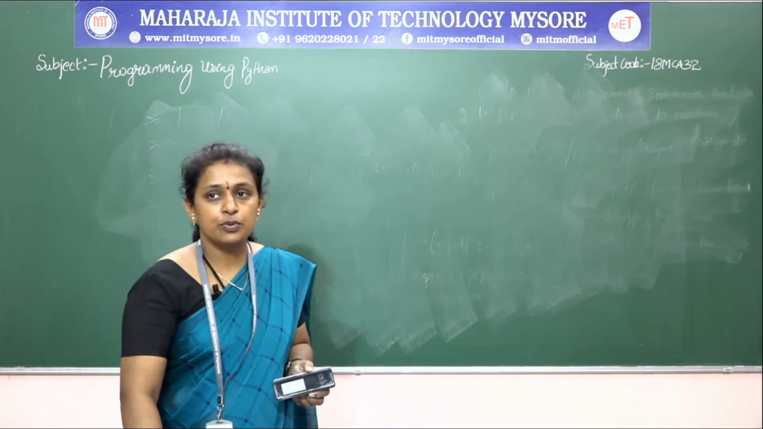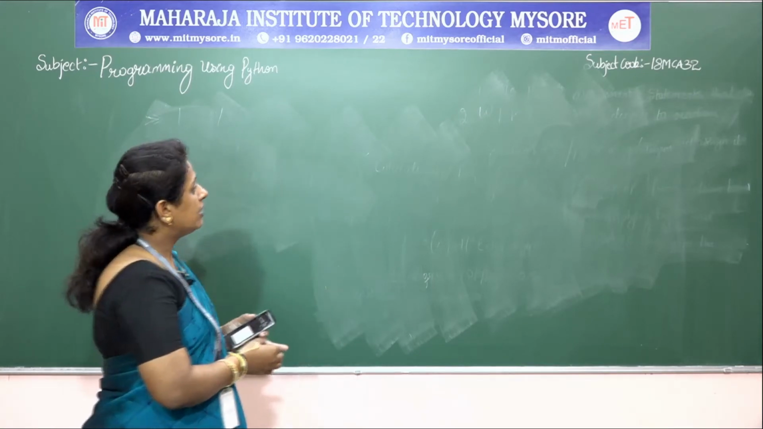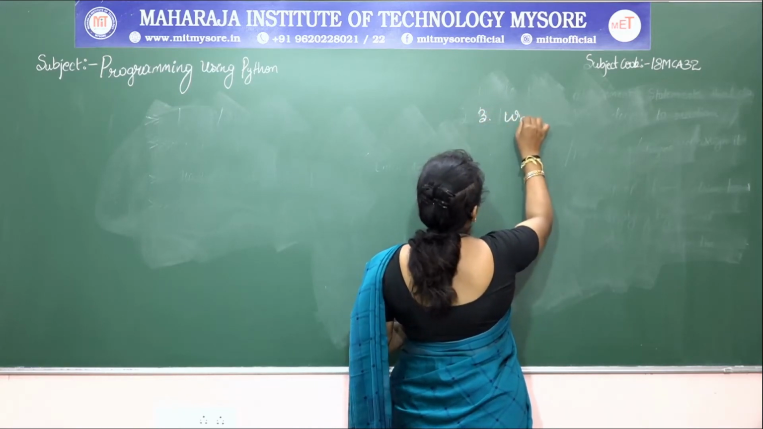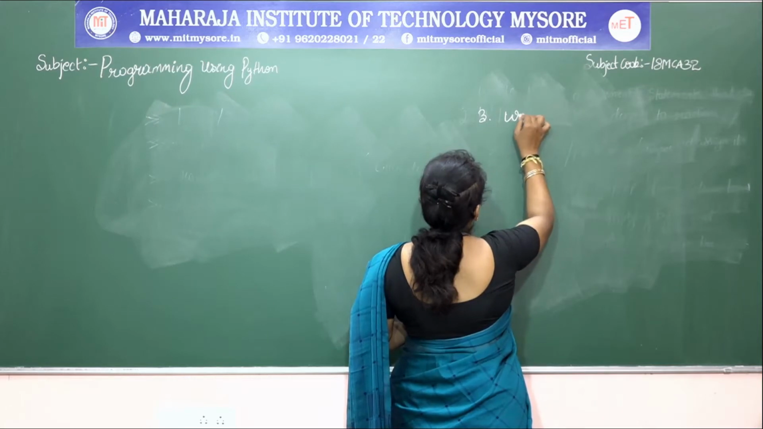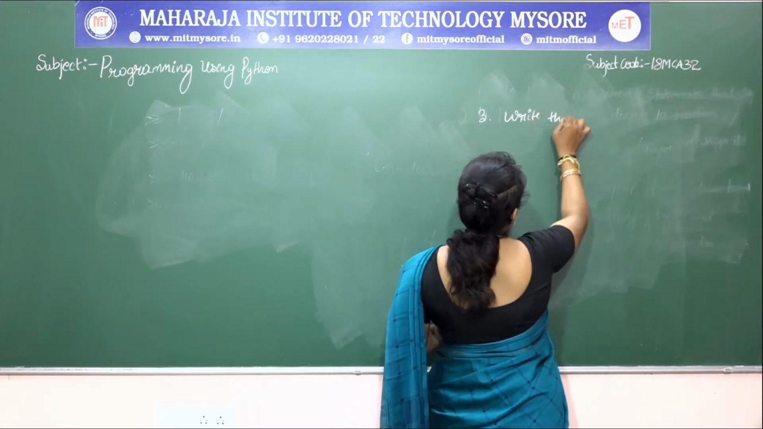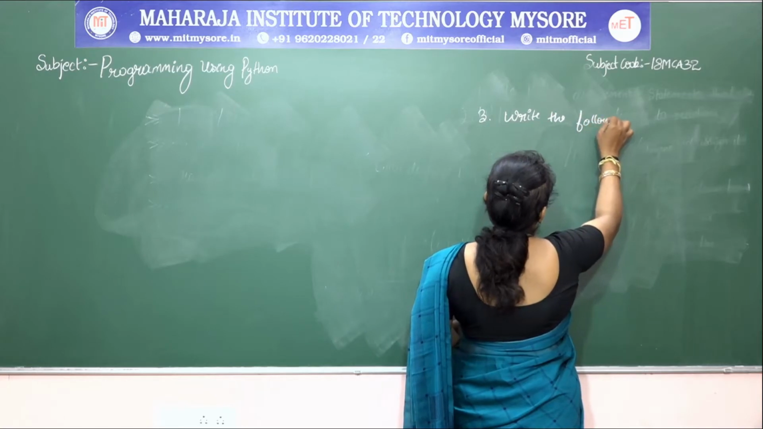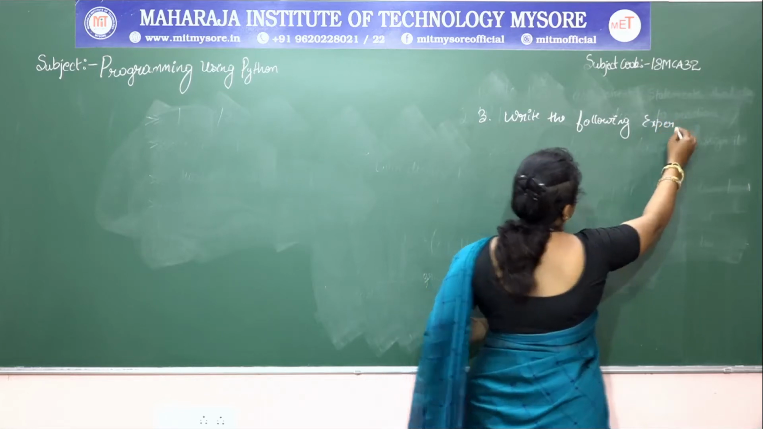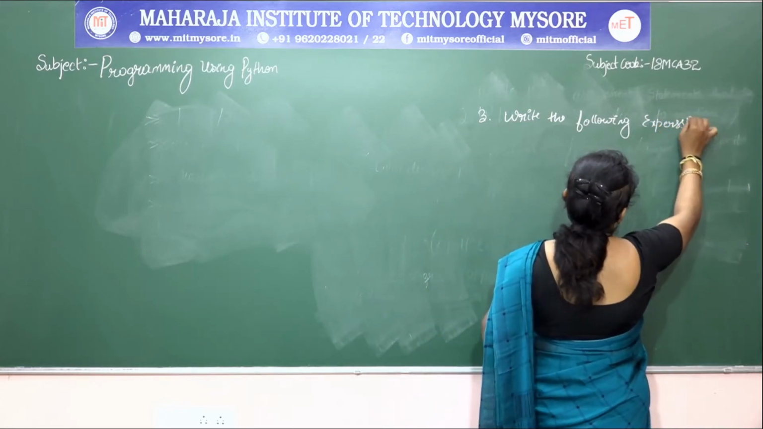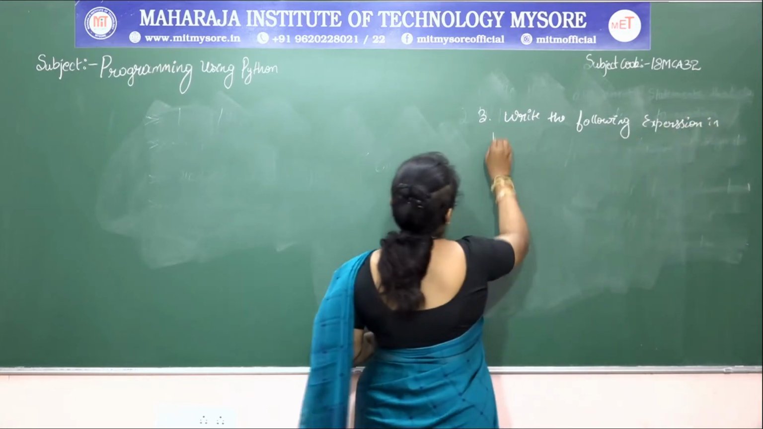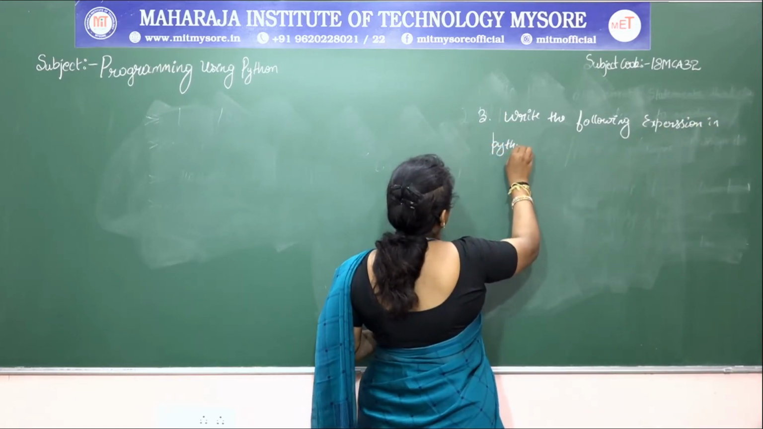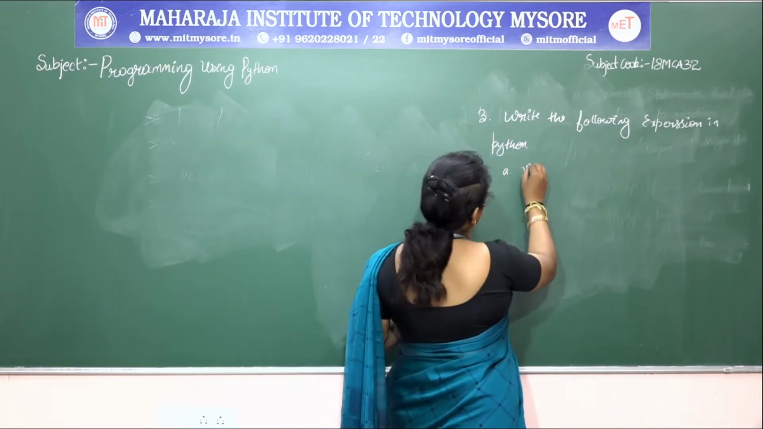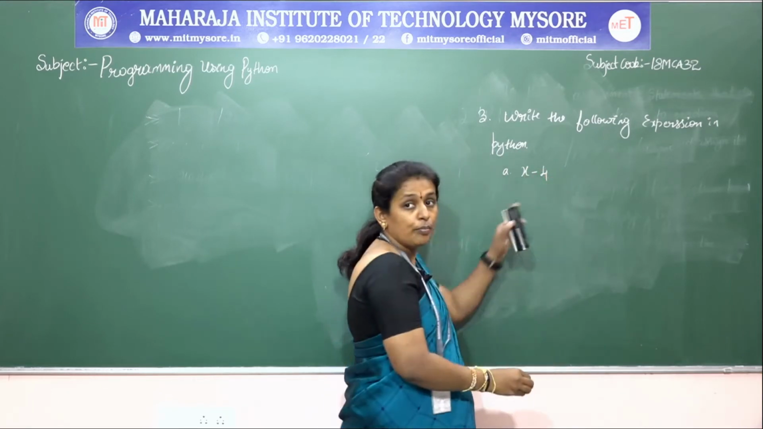Go with next program. Write the following expression in Python. Okay, so first it is x minus 4 minus 5.